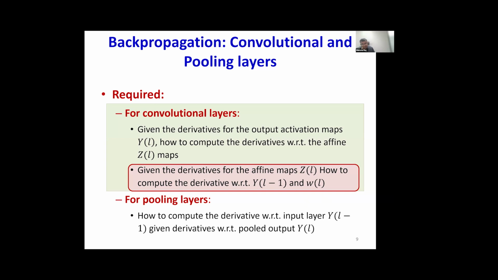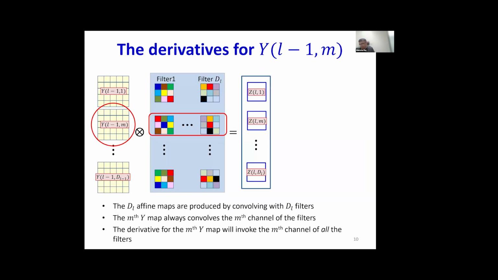Anyone? Convolve y with dL/dZ to get the derivative with respect to W, correct. And to get the derivative with respect to y, what did we do? Anybody? Okay. So convolve the flipped, the transposed W with dL/dZ. So that's exactly what we did.